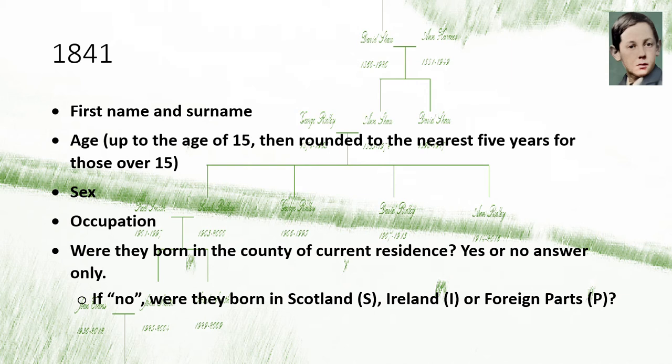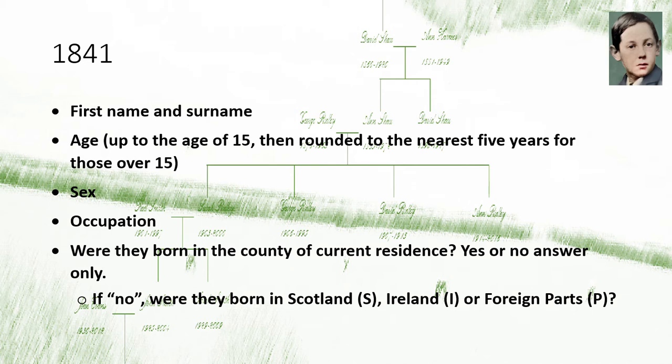So 1841 is the most basic one in terms of the information that we get. So we get the first name and surname of each person living in the household, and we get their age up to the age of 15, and then anyone who's over 15, their age is rounded to the nearest 5 years. We get their sex, we get their occupation, and it also asks were they born in the county of current residence, and that's a yes or no answer.